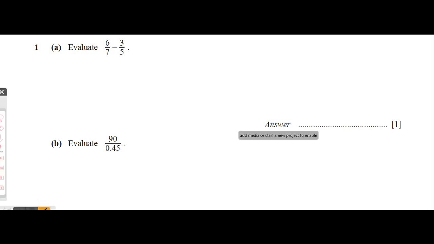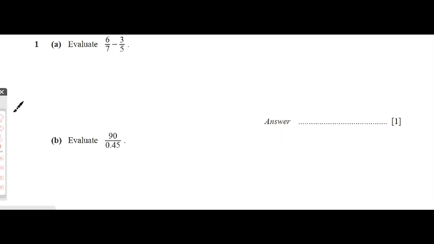Question number 1, part A, evaluate 6 over 7 minus 3 over 5. So first we need to take the LCM of 7 and 5, which is 35. Then 6 times 5 is 30, minus 3 times 7 is 21, which gives us 9 over 35, which is the final answer.